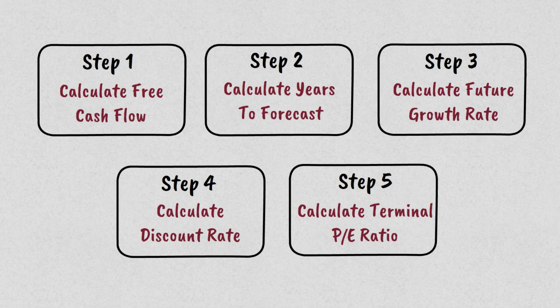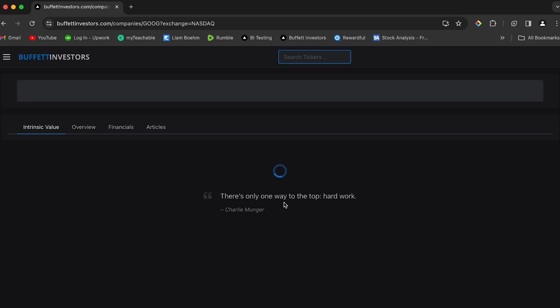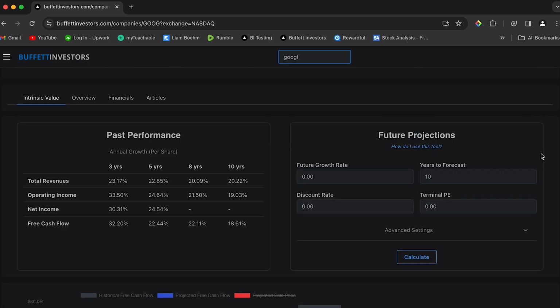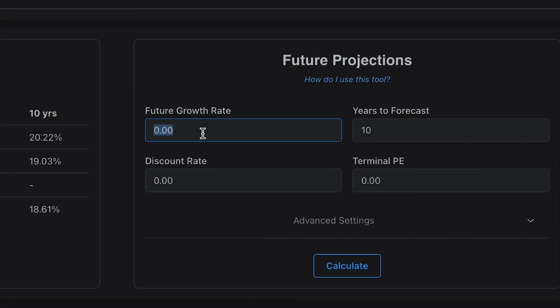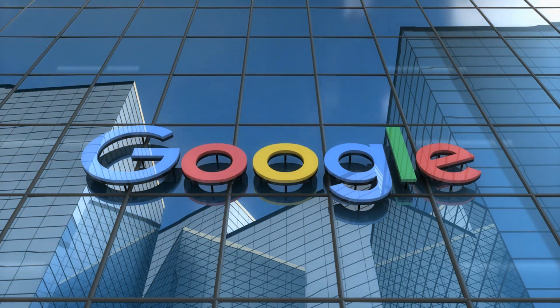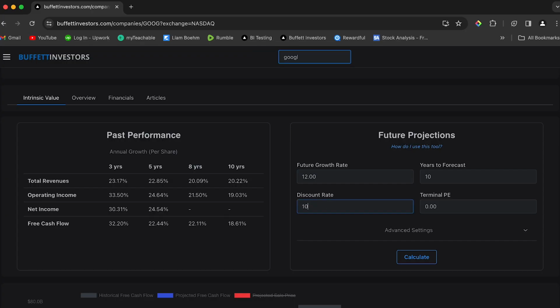Okay, I want to shore up this process by going over the same steps with a different stock. Shall we do Google? Step 1, get the cash flow over here. Step 2, we'll do a 10-year forecast. Step 3, Google has grown cash flow at an average rate of 18% over the last 10 years. Let's assume in the future that slows down to 12%. Google's so big already, it's going to be hard to maintain previous growth rates. Step 4, we'll use a 10% discount rate.